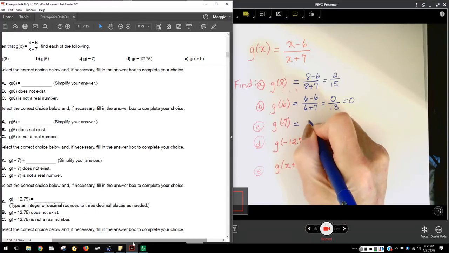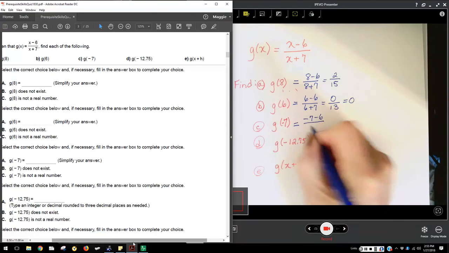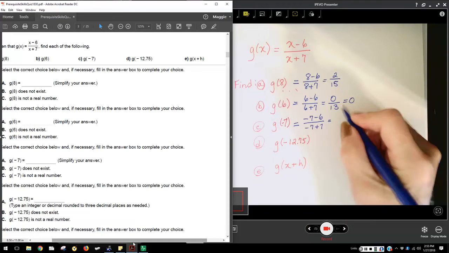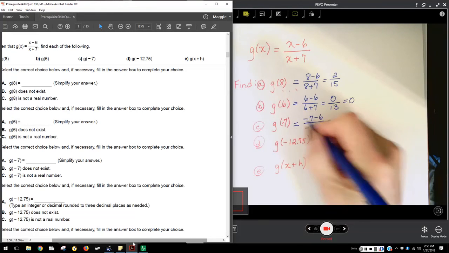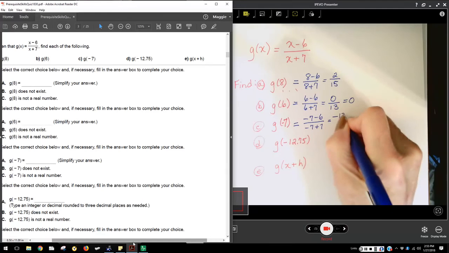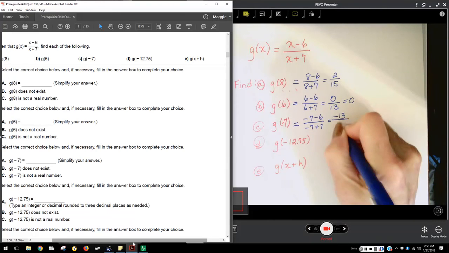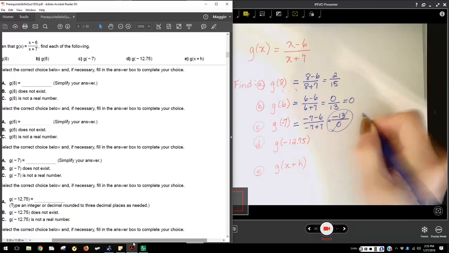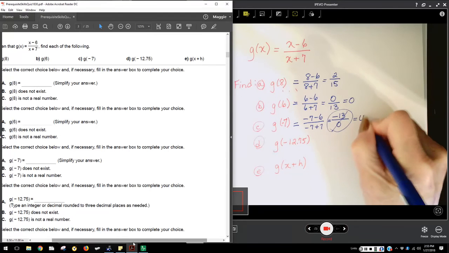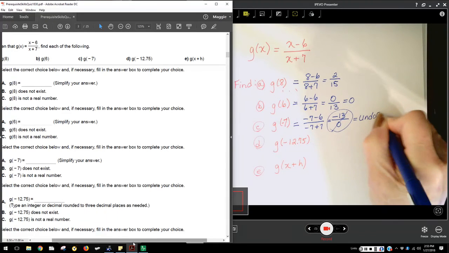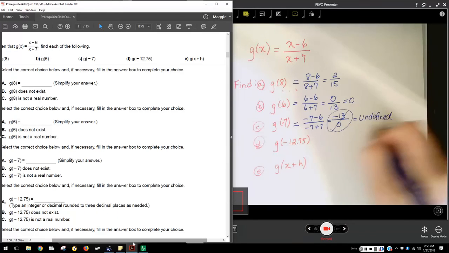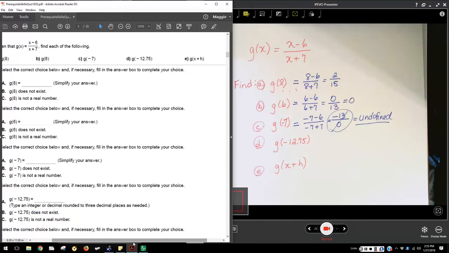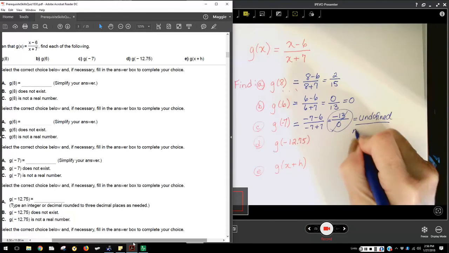If x is negative 7, we have negative 7 minus 6 over negative 7 plus 7, which gives us negative 13 over 0. Can't divide by 0. That is undefined. And that's the way that you would answer that. It means it's not a real number.